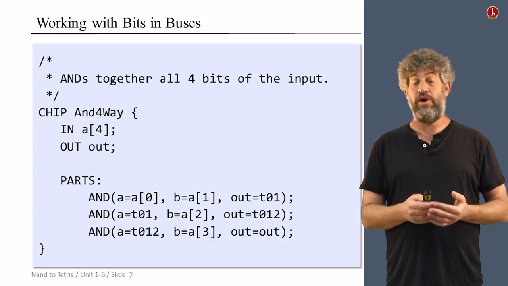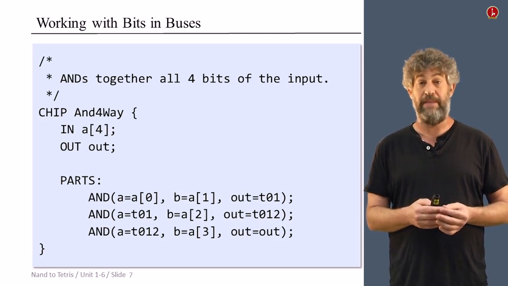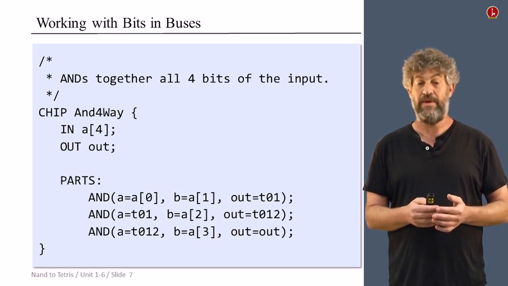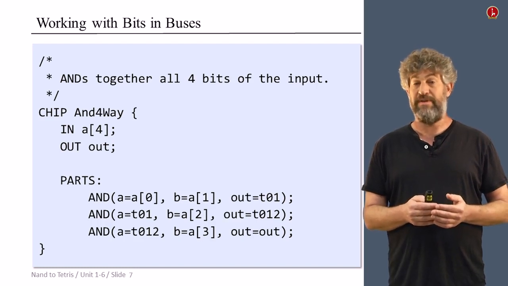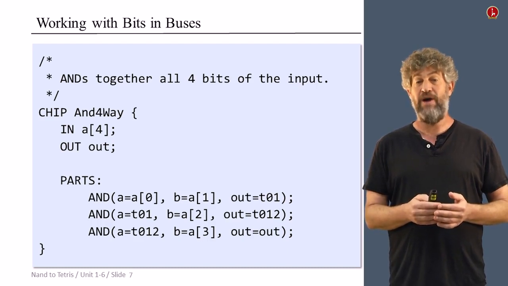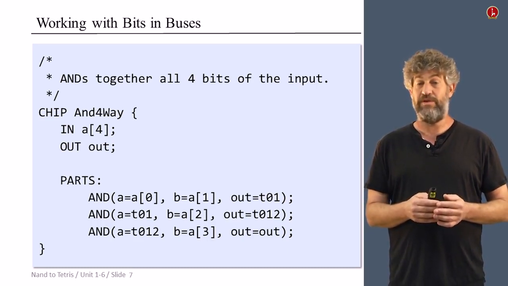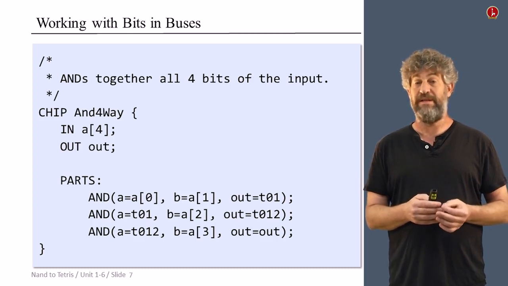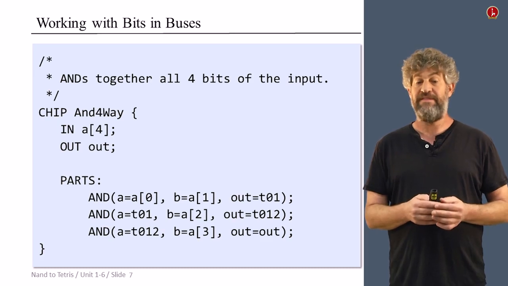Now, of course, we should also be able to get access to separate bits in a bus, because at the end of the day, a bus is just a bunch of bits together. So here's an example: suppose we want a chip that gets as an input a bus of 4 bits in this case, and outputs a single bit, which is the AND of all the bits in the bus. How do we do that? To do that, we will need to access bit after bit, and then simply AND them one after another. And this is how we do that.